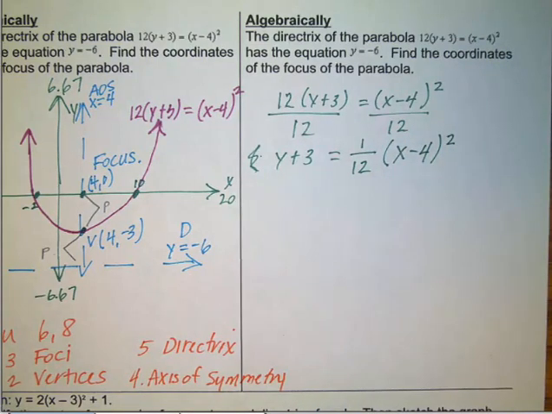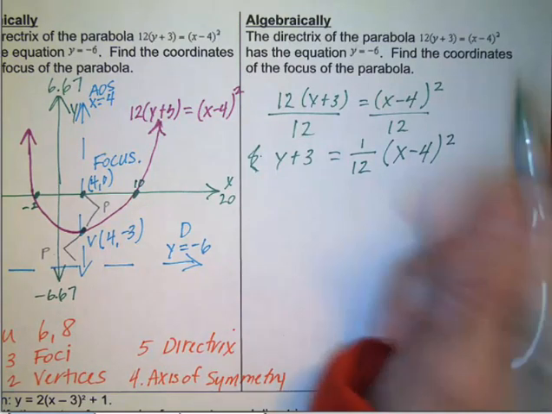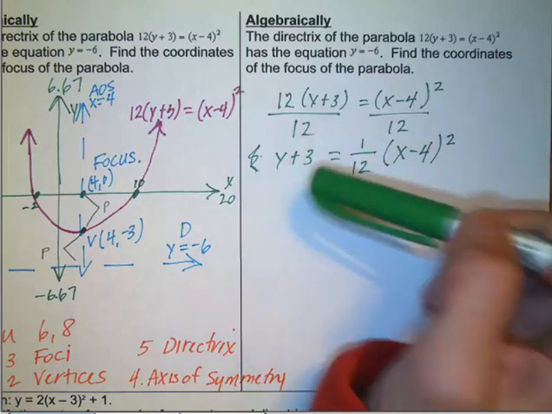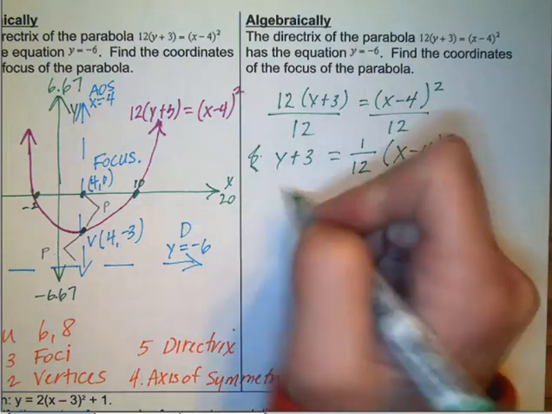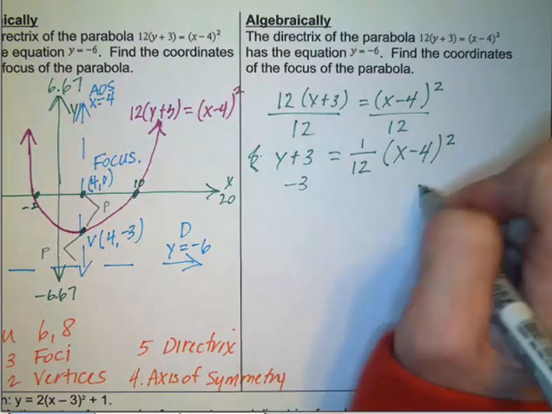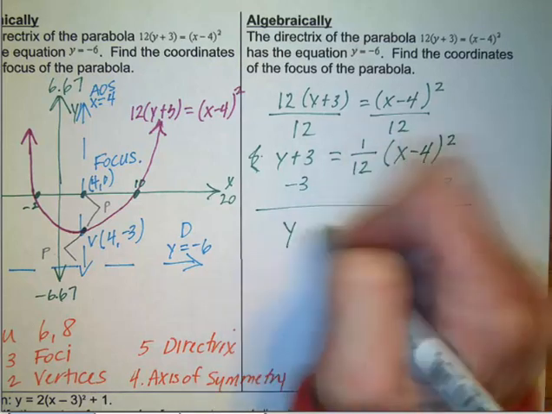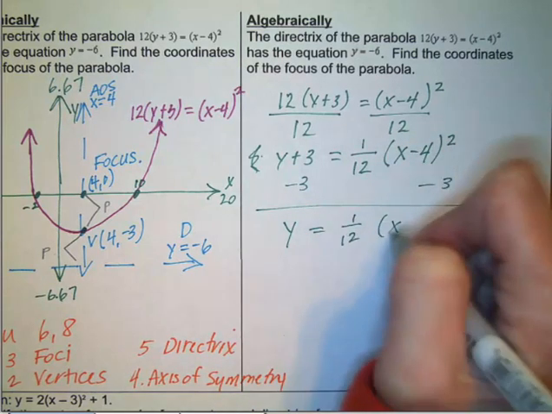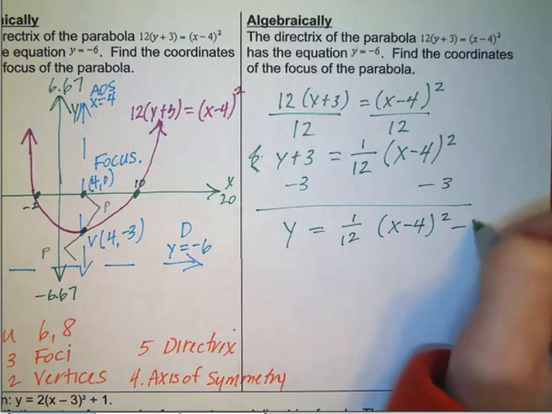I could leave it like this. That was one of our forms. If you're comfortable, that's great, then leave it that way. If not, if you're going to say that your vertex is at 3, then that's a problem. Then you might want to move this over. Okay, so y equals 1 over 12, x minus 4 squared minus 3.